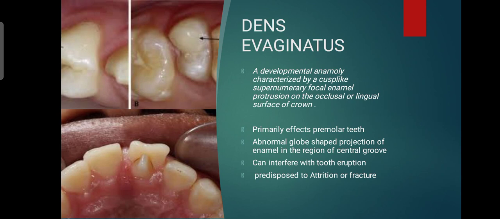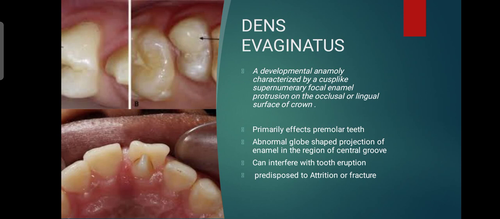Dens evaginatus is a developmental anomaly that primarily affects premolar teeth. It is characterized by the development of a normal globe-shaped projection of enamel in the region of the central groove. Between the lingual and buccal cusps of premolars, a central groove runs. Here there is a projection, globe shaped, and it is lingual. It is called dens evaginatus.